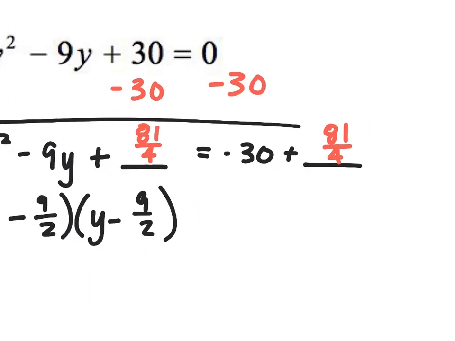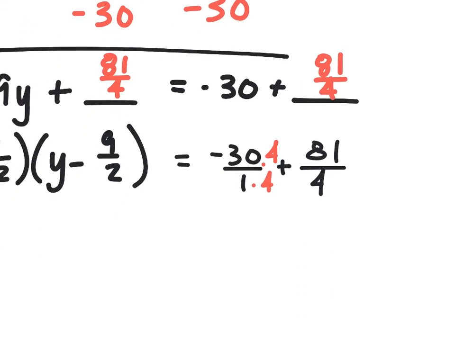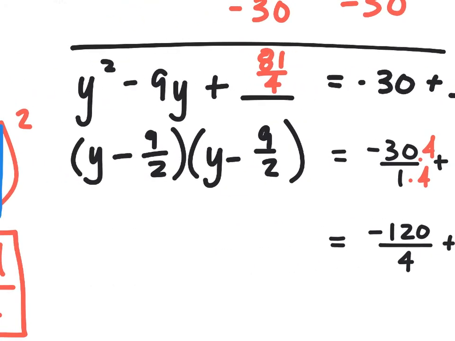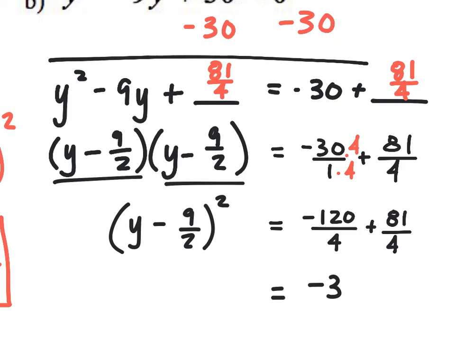All right, now the other hard part is that I have to add these two numbers over here. We've got fractions, so I'm going to do -30/1 plus 81/4. I'm going to get a common denominator, so I'm going to multiply this by 4/4. On the right side, I'm going to get -120/4 plus 81/4. On this left side, because I have a binomial times itself, I'm just going to write it as y minus 9/2, that quantity squared. If I take -120 plus 81, that gives me -39/4. And that's going to equal y minus 9/2 squared.